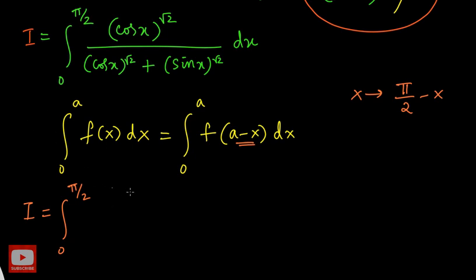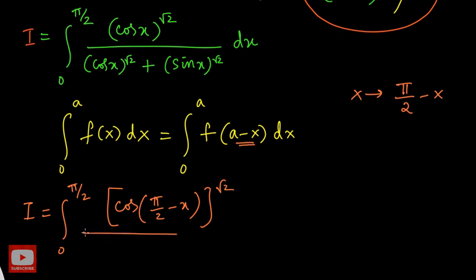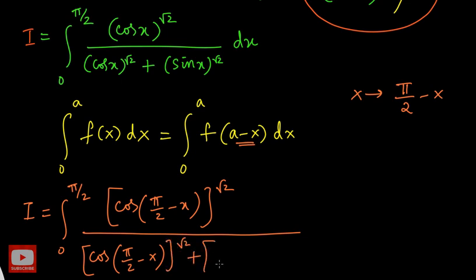So what will happen? Cos x will become cos of pi by 2 minus x. And this will be raised to the power of square root of 2. And divided by, do the same thing in the denominator as well. Cos of x will be replaced with pi by 2 minus x, and this will be raised to the power root 2. Do the same thing here as well.